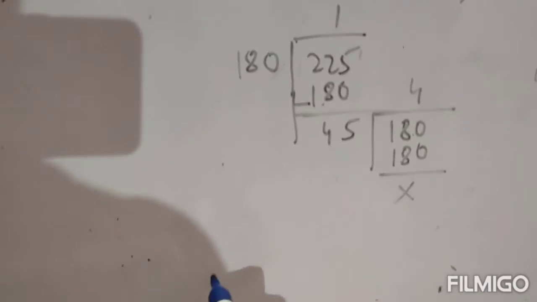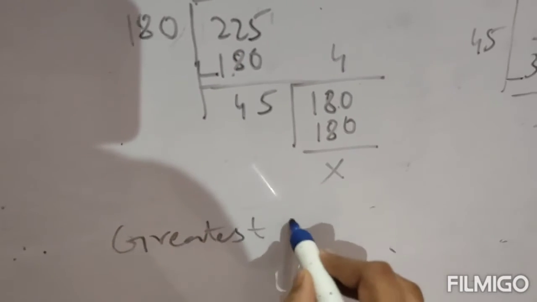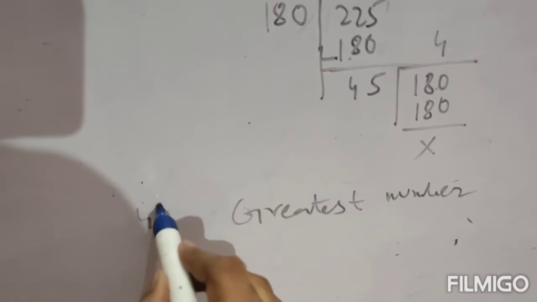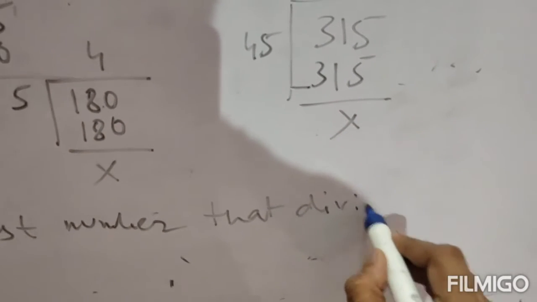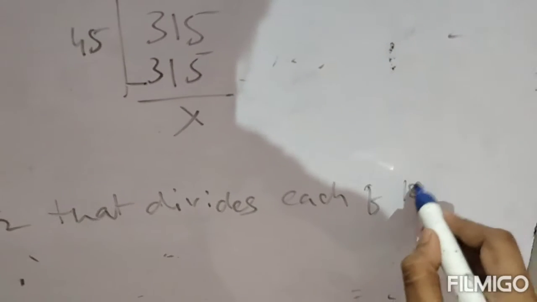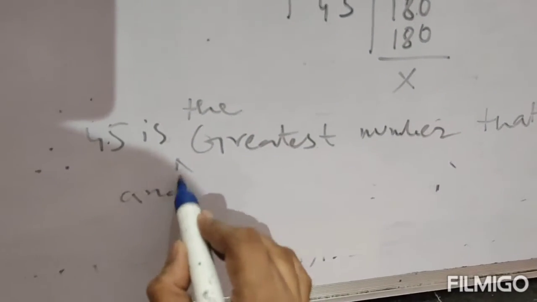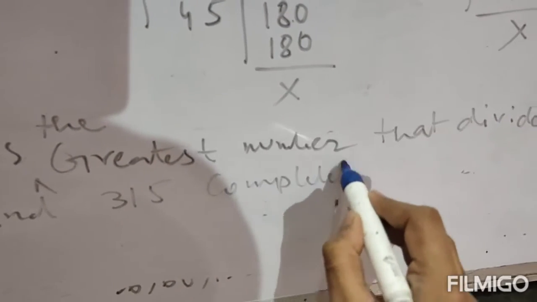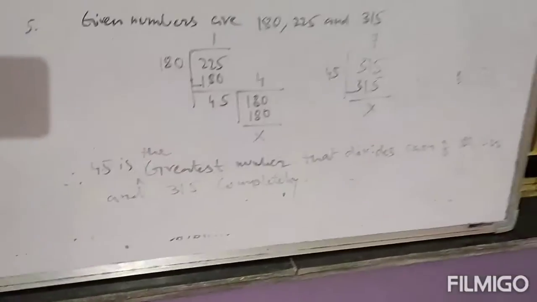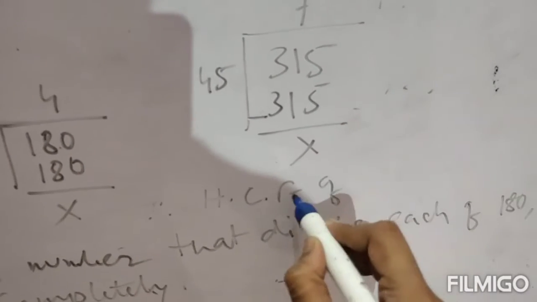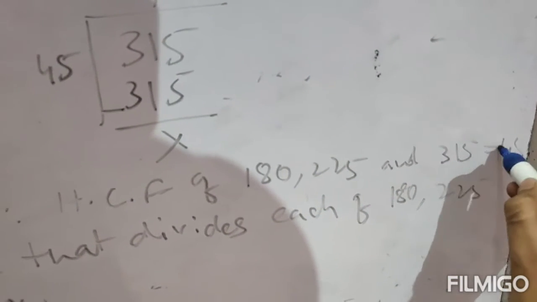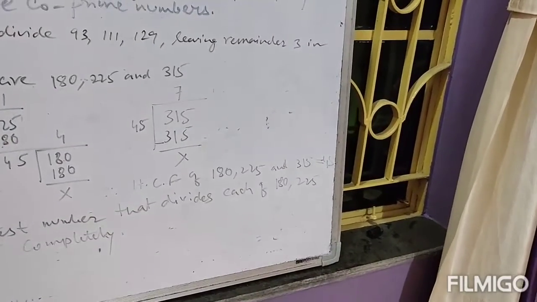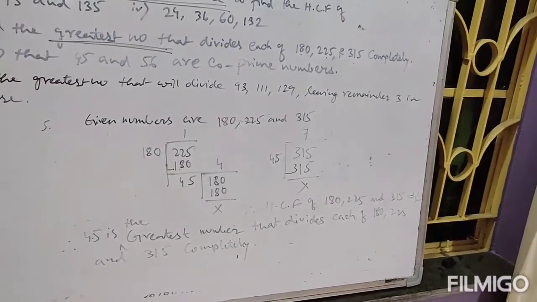So we will write, therefore 45 is the greatest number that divides each of 180, 225 and 315 completely. Clear? You can write here HCF of 180, 225 and 315 equals 45. Just write HCF of 180, 225 and 315 equals 45, and then you can write 45 is the greatest number that divides each of 180, 225 and 315 completely.